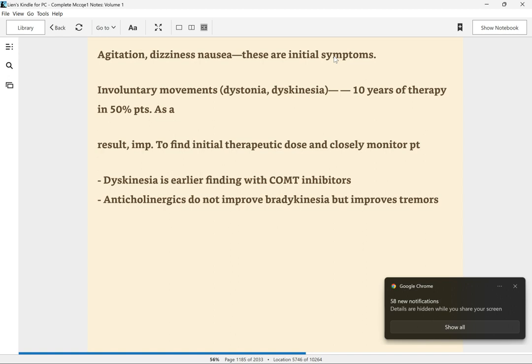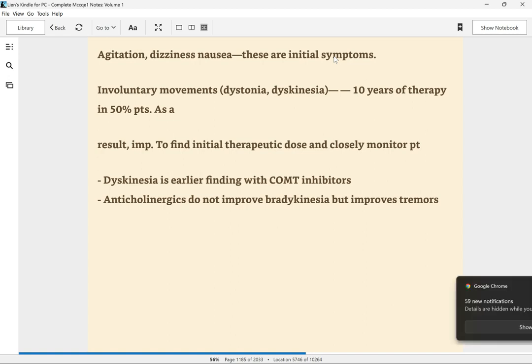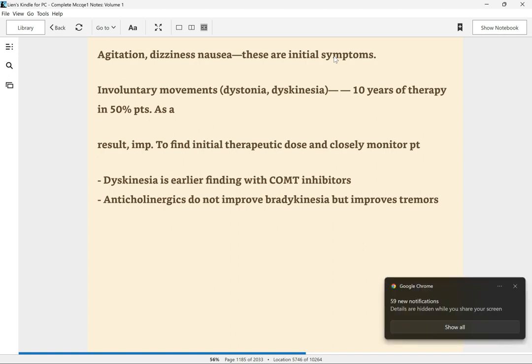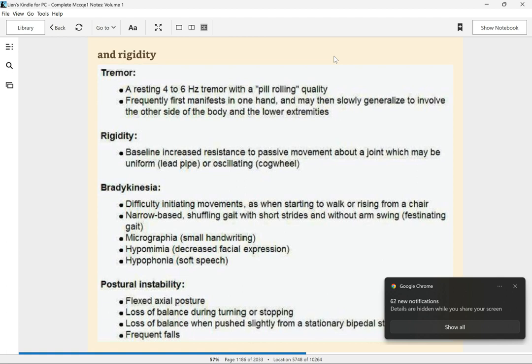Involuntary movements, dystonia, dyskinesia occur after 10 years of therapy in 50% of patients. As a result, it is important to find the initial therapeutic dose and closely monitor the patient. Dyskinesia is an earlier finding with COMT inhibitors. Anticholinergics do not improve bradykinesia but improve tremors and rigidity.